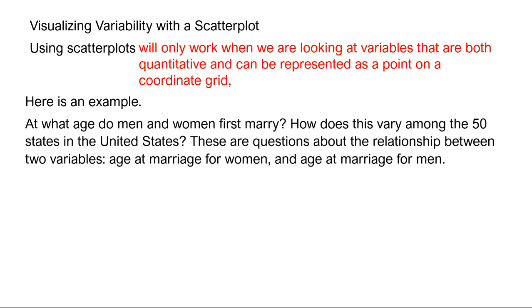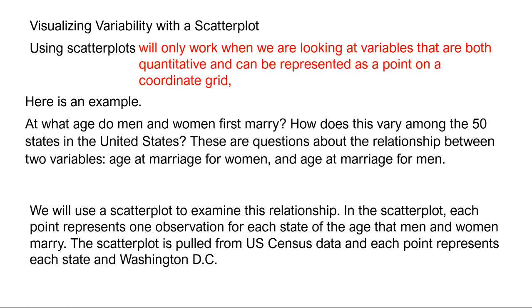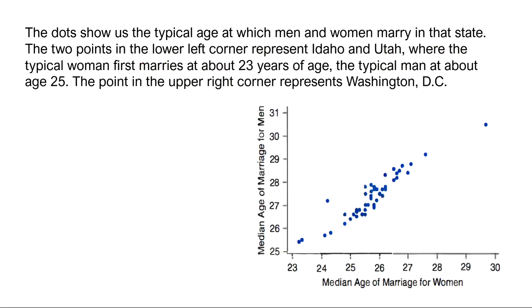So here's an example. We talk about at what age men and women first marry in the United States. We did a study on the 50 states. We found the median age that both men and women marry in each state, and we plotted the 50 states and Washington, D.C. on a scatterplot, which looks like this on the next slide.